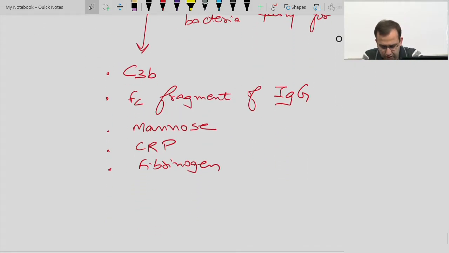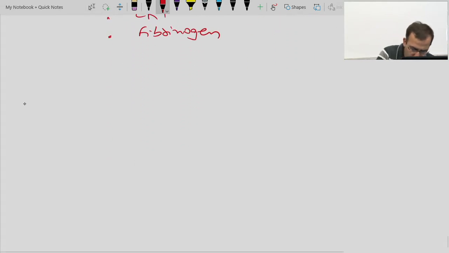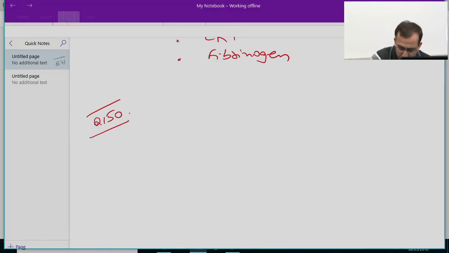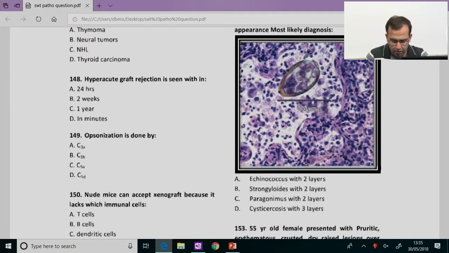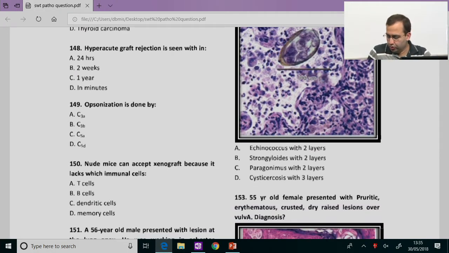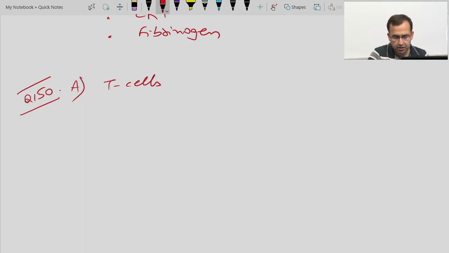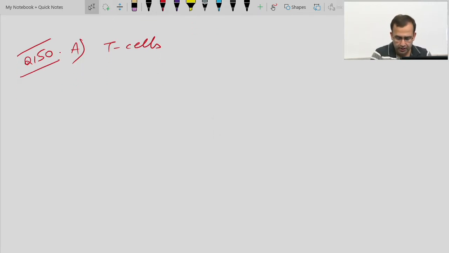Next, this gets us to the next question, that is question number 150. Nude mice can accept xenografts because they lack T cells. The answer is A, that is T cells.